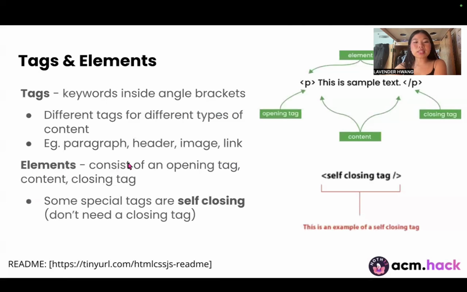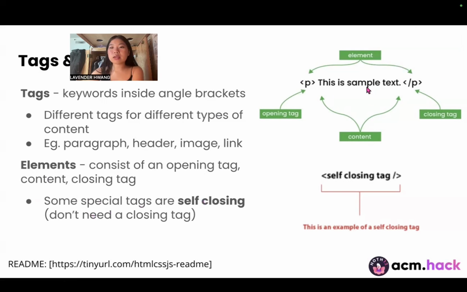And then elements consist of an opening tag, content, and a closing tag. Some tags are actually self-closing, so they don't need a closing tag. So here's an example of what that looks like. This is a whole element, and it's comprised of an opening tag. As you can see, there's a P inside, so I know this is a paragraph tag. And there's a closing tag to go along with it. And inside, this is where you put your content.